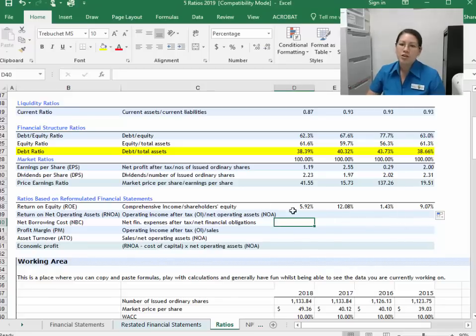So for every dollar of shareholders' equity, they were turning 9 cents into net profit. Now they're only turning barely 6 cents. So again, the trend is not too positive overall for Wesfarmers.